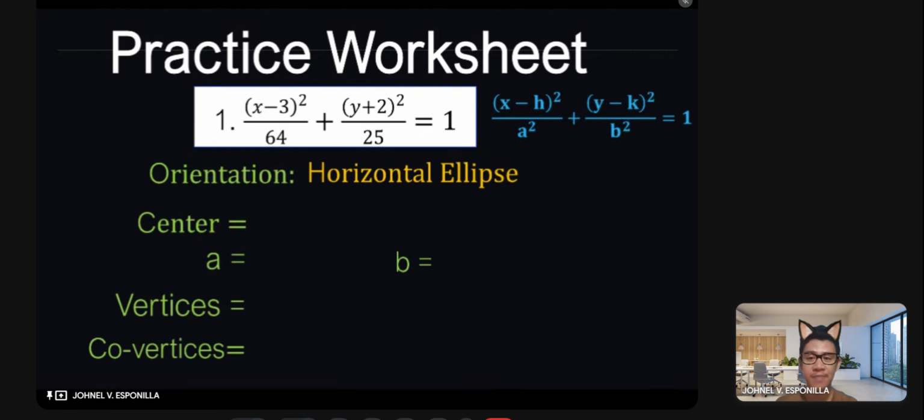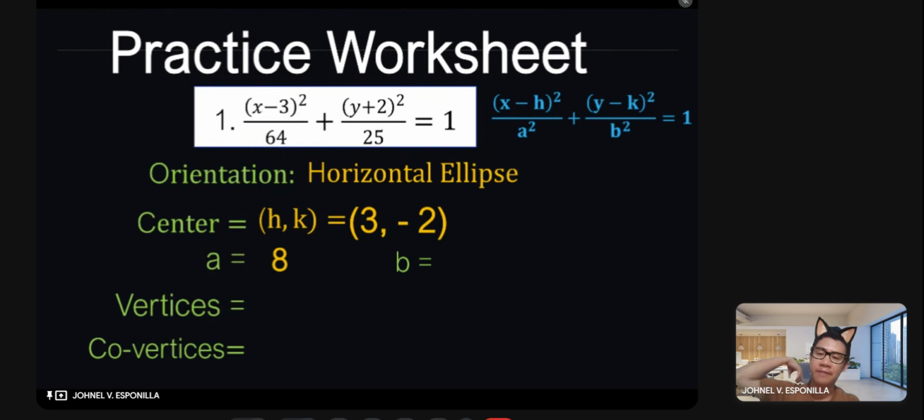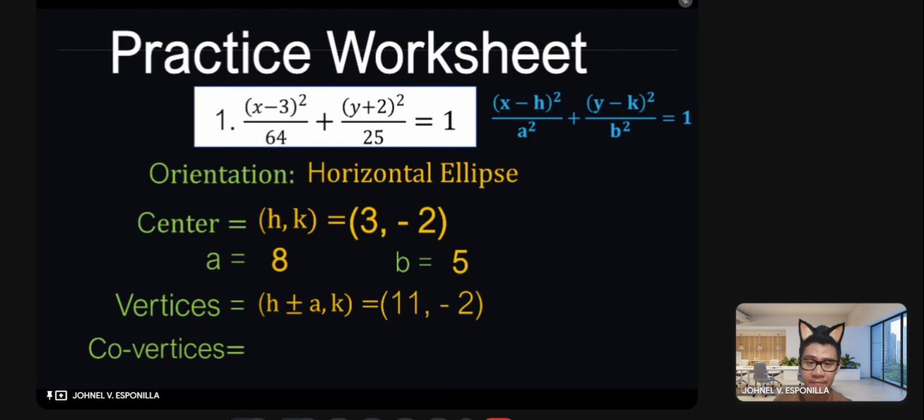At ito yung formula. And the center again is 3, negative 2. Okay? So ano yung value ng A natin? So ang value ng A natin is the square root of bigger number. And that is square root of 64 and that is 8. Tapos yung B natin, square root ni 25 and that is 5. And yung vertices nito is H plus minus A, K. Yung H po natin ay 3. Yung A po natin ay 8. So 3 minus 8 is negative 5. Then copy the K which is negative 2. And 3 minus 8 is negative 5, negative 2. Ito yung vertices ng number 1.